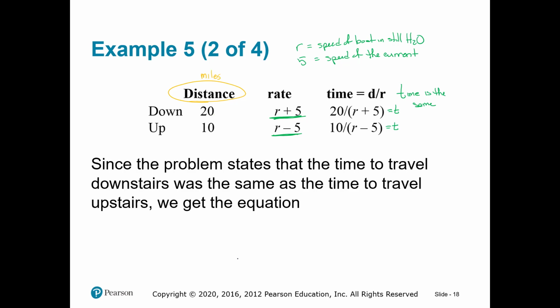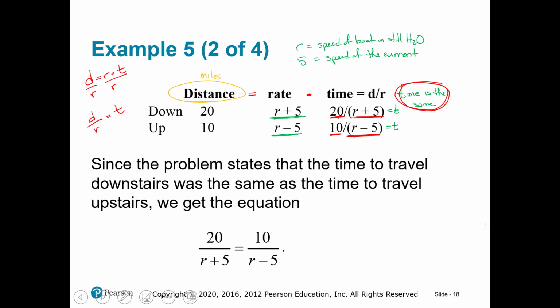And remember what we said in the last slide. I can take my distance formula, d equals r times t, and I can rearrange it, so the time is rewritten as distance over rate, which is exactly what they did here. The distance divided by the rate. Okay, and since the time is the same, that's going to make our lives a whole lot easier. Distance over rate. This is on the upstream side. This is on the downstream side.